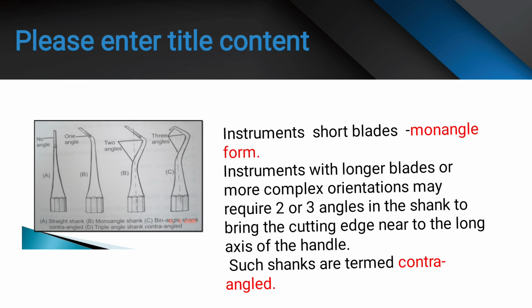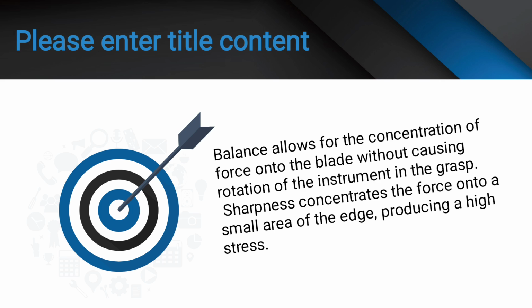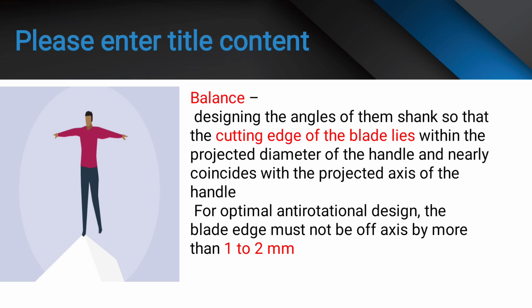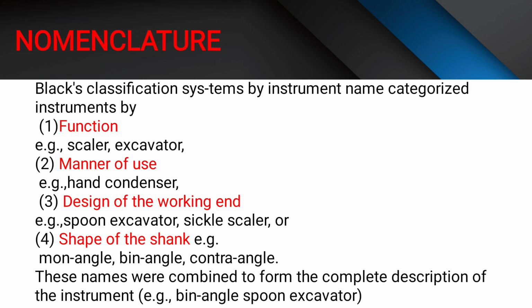G.V. Black has given names to the instruments and also a classification based on these names. Based on the function, they are classified as a scaler or excavator. Based on the manner of use, they are classified as hand condenser. Based on the design of the working end, they are classified as a spoon excavator and the sickle scaler. And based on the shape of the shank, they are classified as monoangle, biangle, and contra-angle. All these names were combined to form a complete description of the instrument.